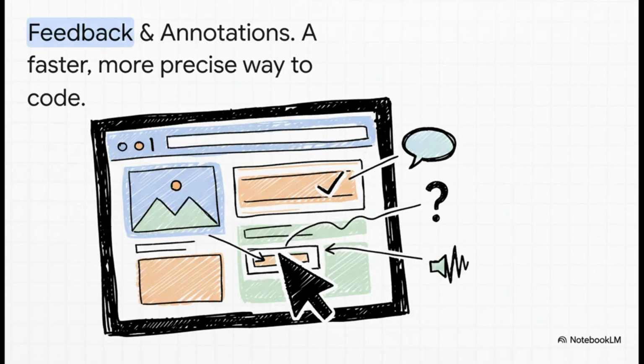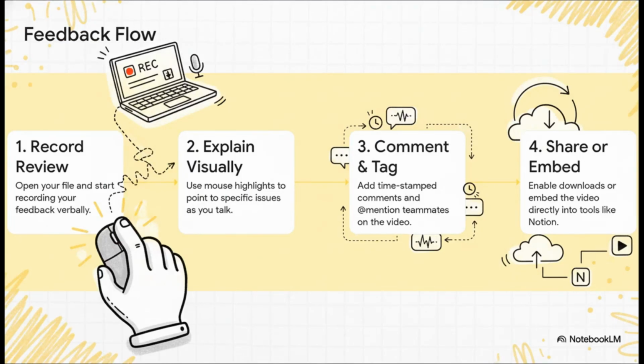All right, let's move on to workflow number 2, giving feedback. This is a big one. Whether you're looking at a design, a document, or a chunk of code, typing out your thoughts is slow and it's often really unclear. With Loom, you just pull up the file, hit record, and start talking.